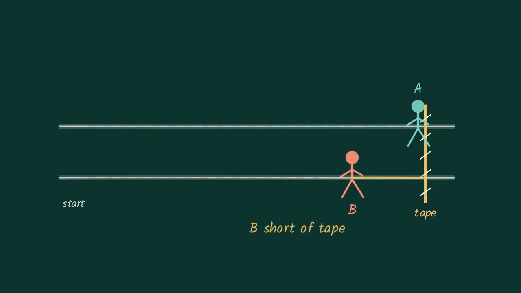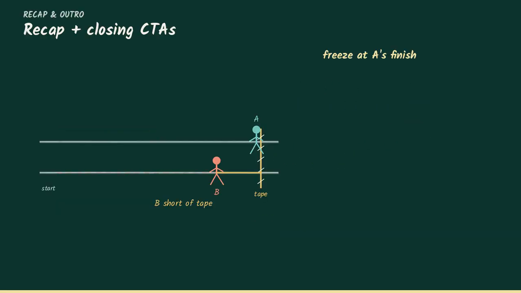Freeze when A finishes. A meter beat means B is short of the tape. Their paces follow those distances on one clock. A time beat adds seconds to B's full race time.